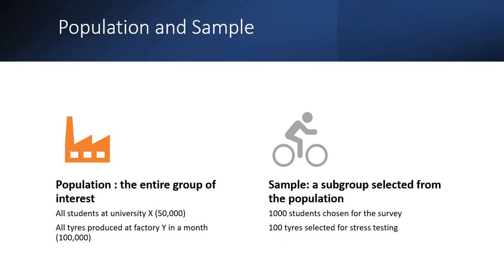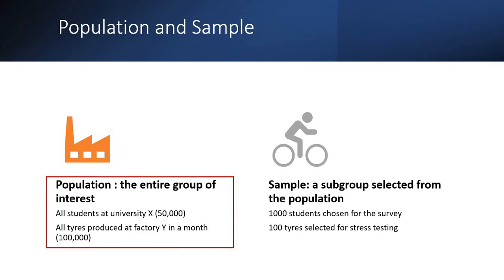But what is a sample? To understand what a sample is, we first need to understand what a population is. So the population refers to the entire group of interest. For example, all students at University X whose opinions we want to know, or all tires produced at a factory in a month, say 100,000. So these 50,000 students or 100,000 tires are the population.